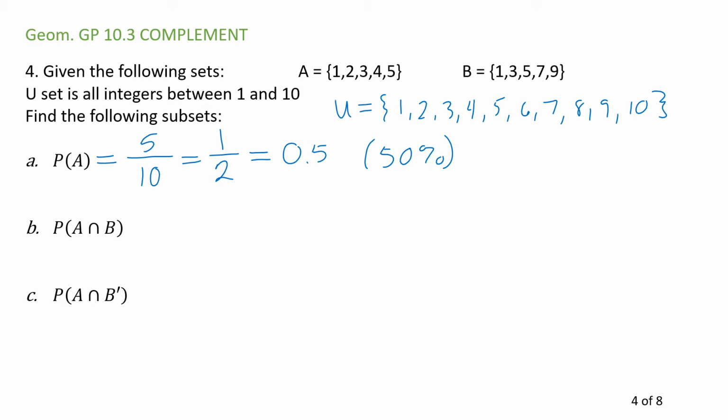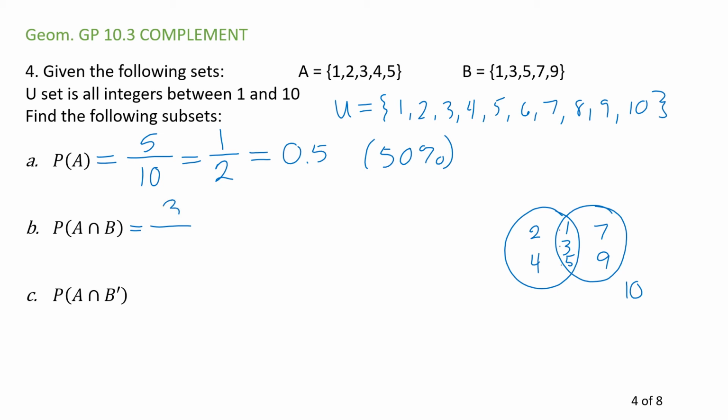How about the intersection of A and B? Well, from my last page, I've got 1, 3, 5, 7, 9, and 2 and 4. And I also had 10 outside. So basically, I'm just going to look for the number of things that are in the intersection. There are 3 things in the intersection, 1, 3, and 5. There are 3 of them out of a total possibility of 10. That's 33 1/3%.